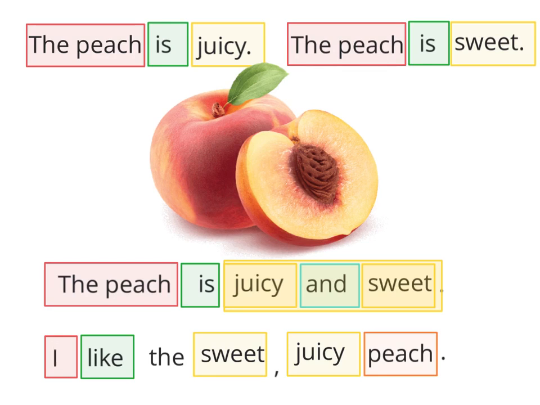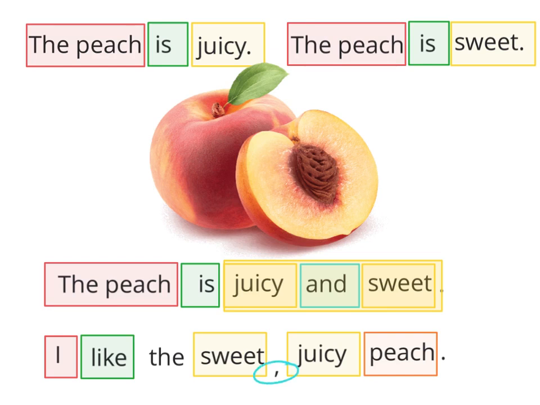So in this sentence, we have a subject and a verb. We have our object at the end. I like what? I like a peach. What kind of peach? A juicy peach and a sweet peach. We will be learning in a different lesson about why we use this comma right here. It has to do with the fact that we can switch juicy and sweet and it still means the same thing.